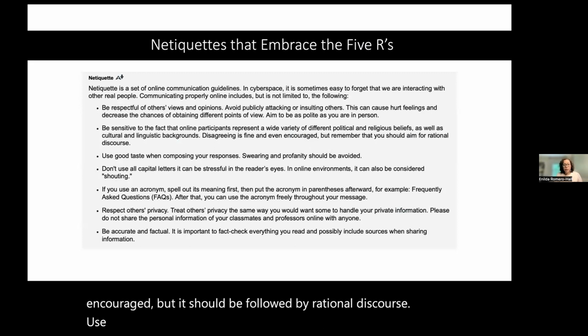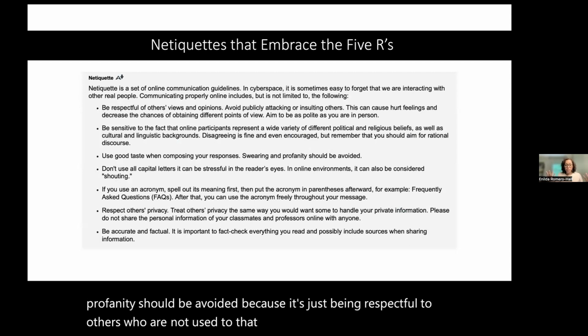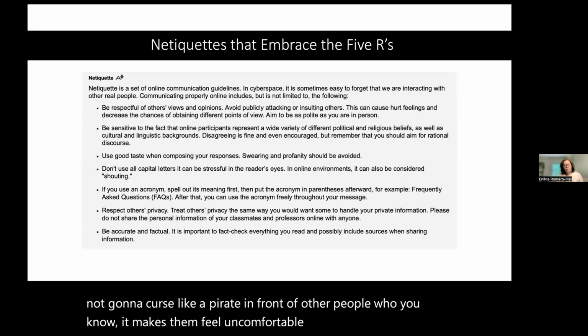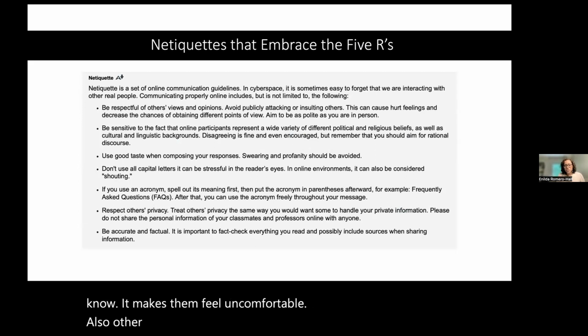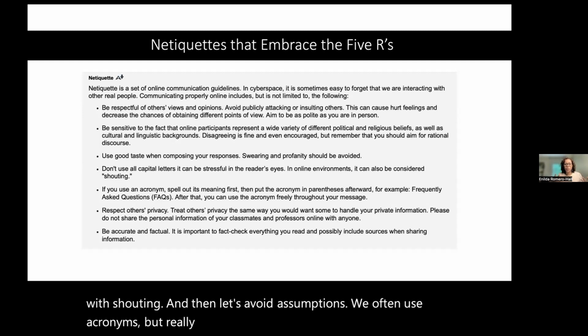Use good taste when composing your responses. Swearing and profanity should be avoided because it's just being respectful to others who are not used to that. I may curse like a pirate, but I'm not going to curse like a pirate in front of other people who it makes feel uncomfortable. Also, other practices such as using capital letters may be equated with shouting. And then let's avoid assumptions. We often use acronyms, but really, I don't know what every acronym on this planet really means, so please spell it out.